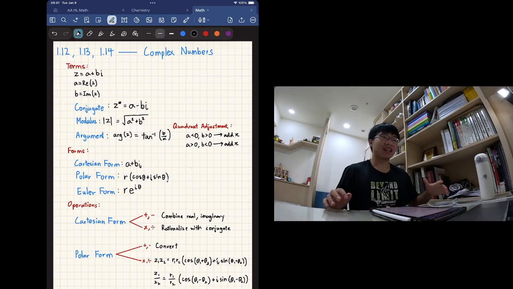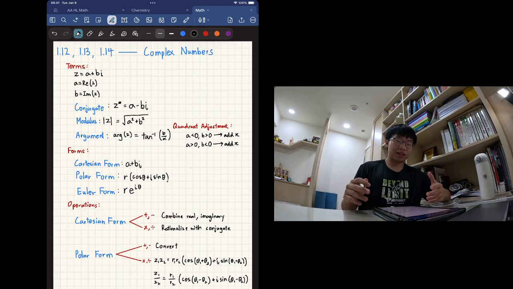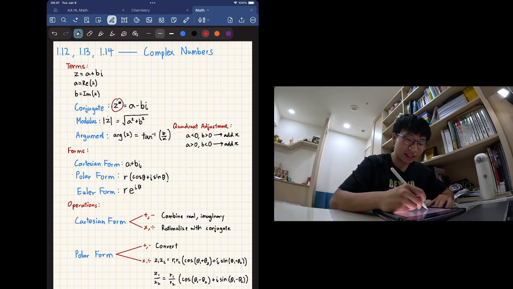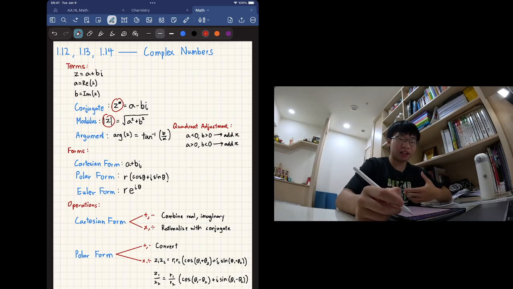So let's start off with some complex numbers. First of all, we need to learn what the IB says about complex numbers, and this isn't particularly universal, but you need to be very familiar with the conjugate, the modulus, and the argument. These are shown in the test, so when you see this, you have to think about the conjugate, modulus and argument.